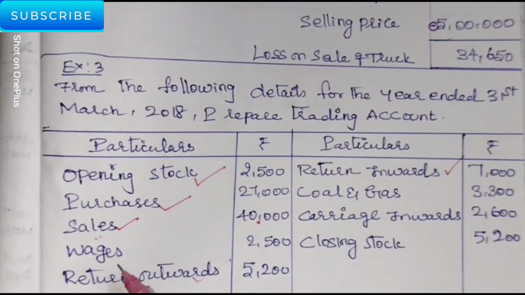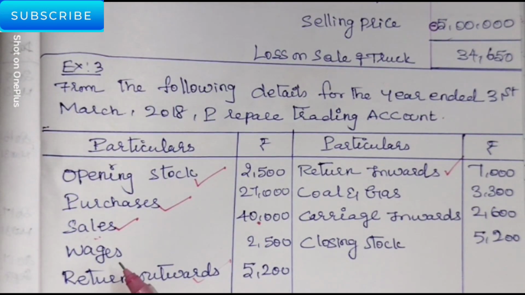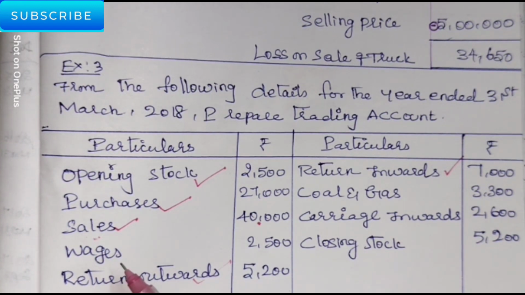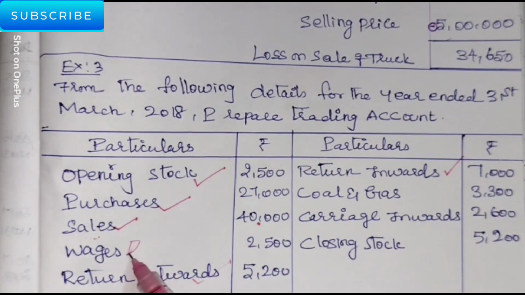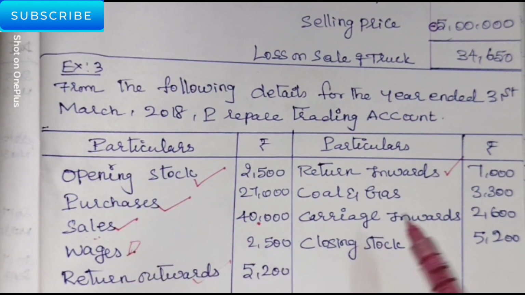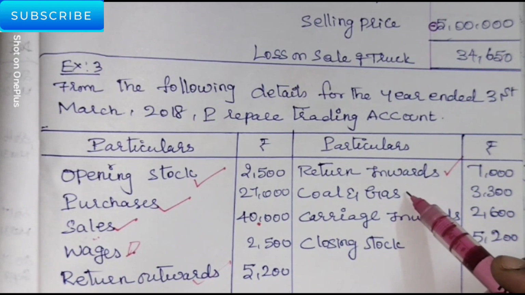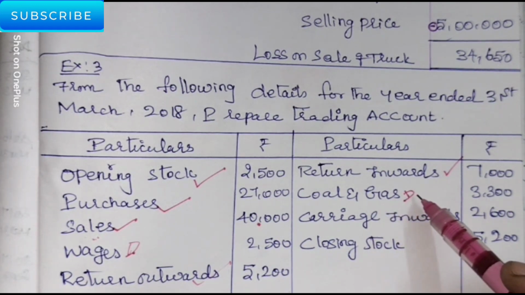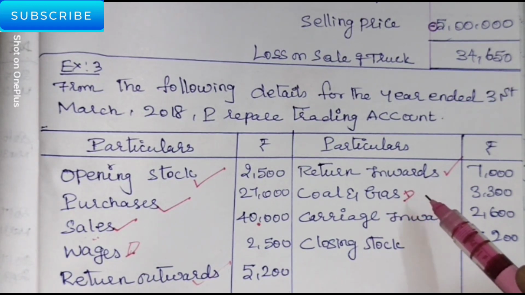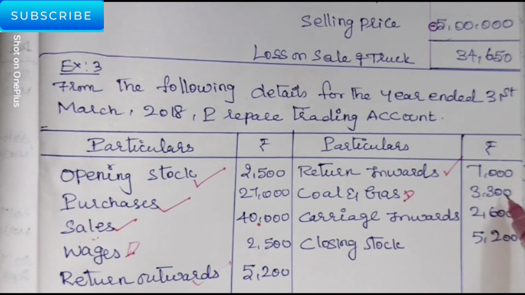Listen, wages comes under direct expenses. The wages account is to be entered on the debit side of the trading account. Coal and gas also comes under direct expenses, so it is to be entered on the debit side of the trading account, rupees 3,300.